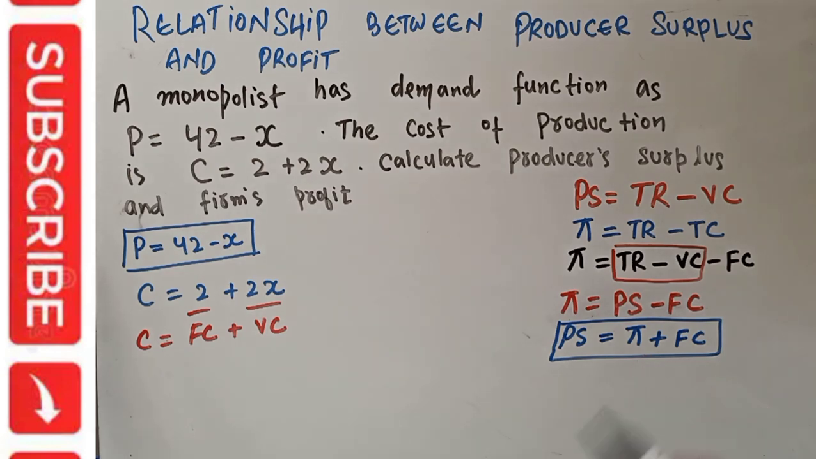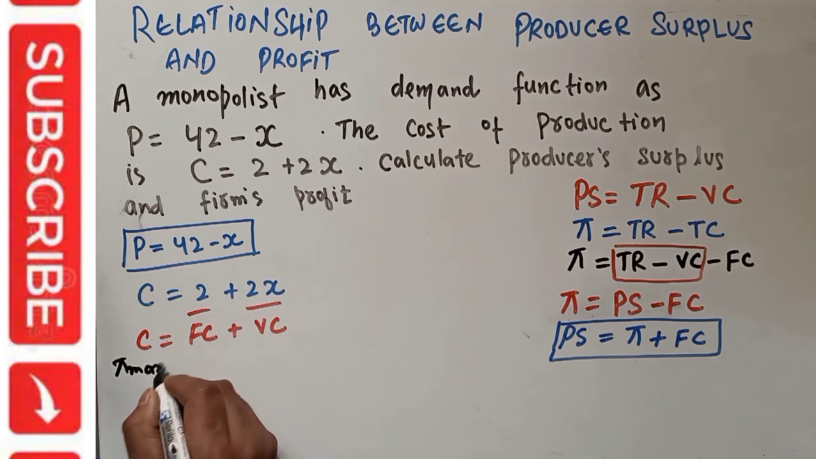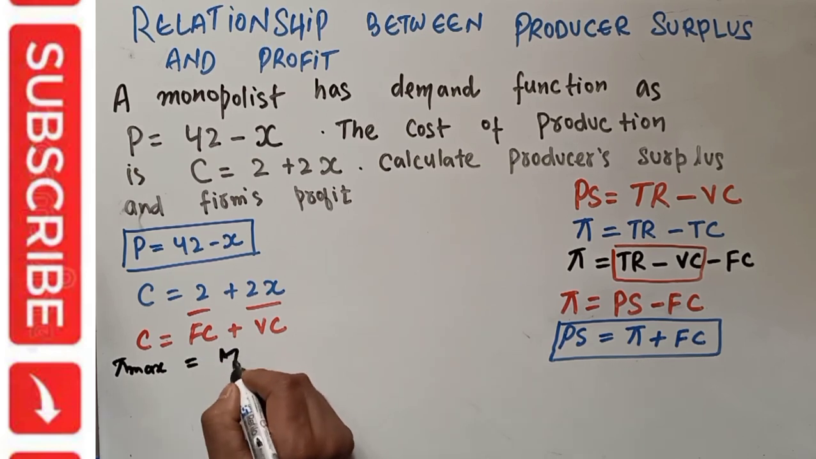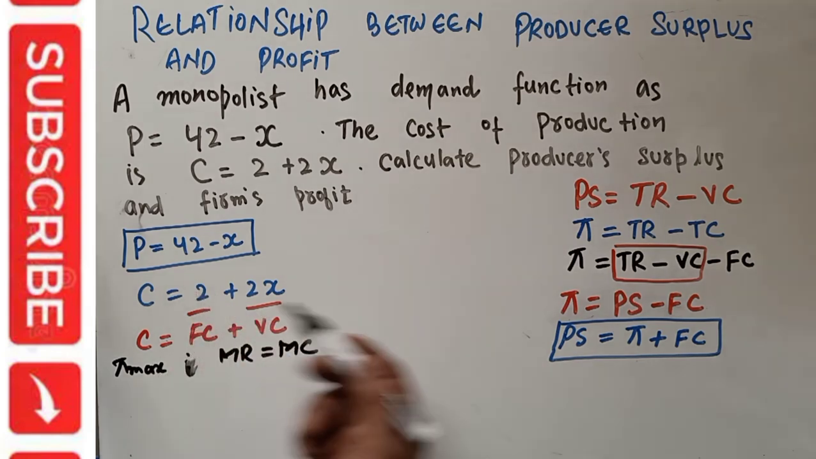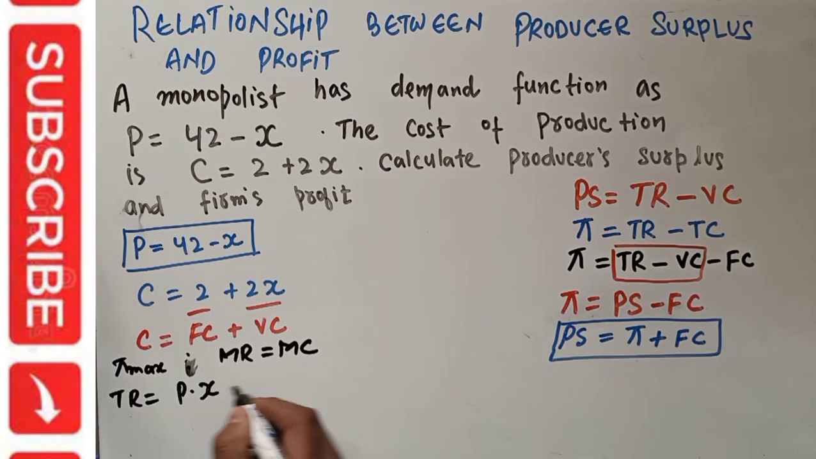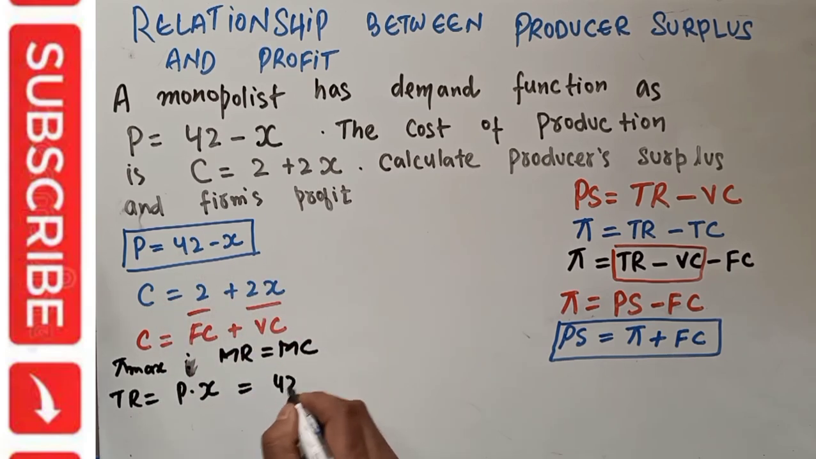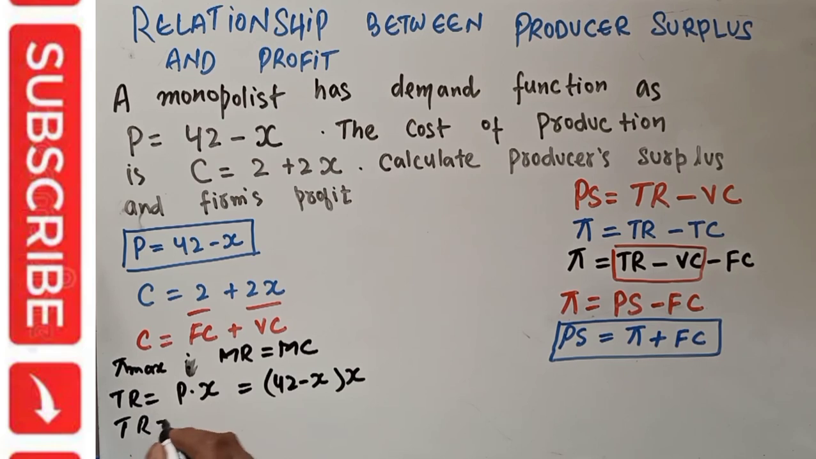So let's first calculate the profit maximizing output and price here. For a monopolist, we know profit maximization requires that he equates the marginal revenue with the marginal cost. So first we need to find the total revenue. Total revenue is simply equal to price times output. The price function is 42 minus X. To this we multiply X, so our total revenue is equal to 42X minus X square.